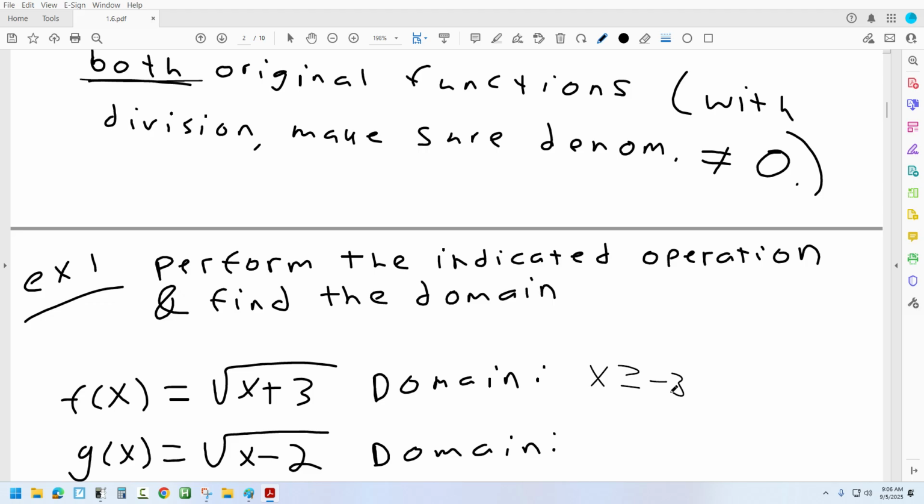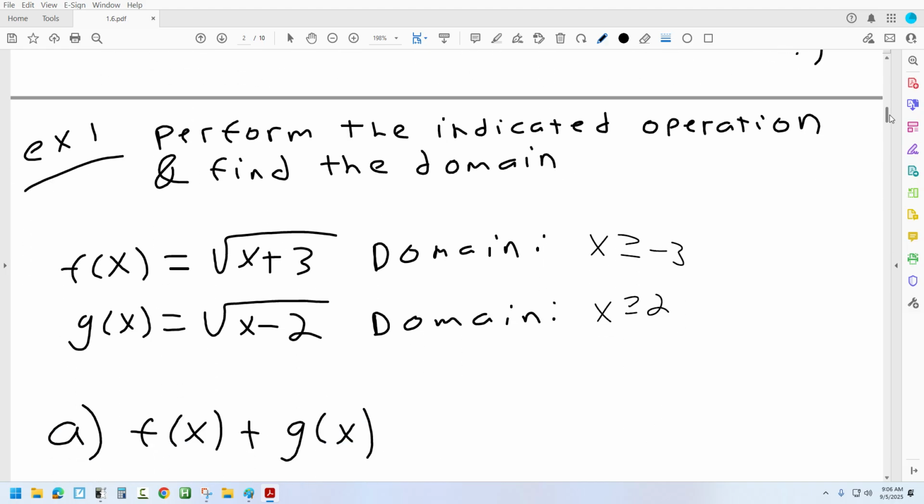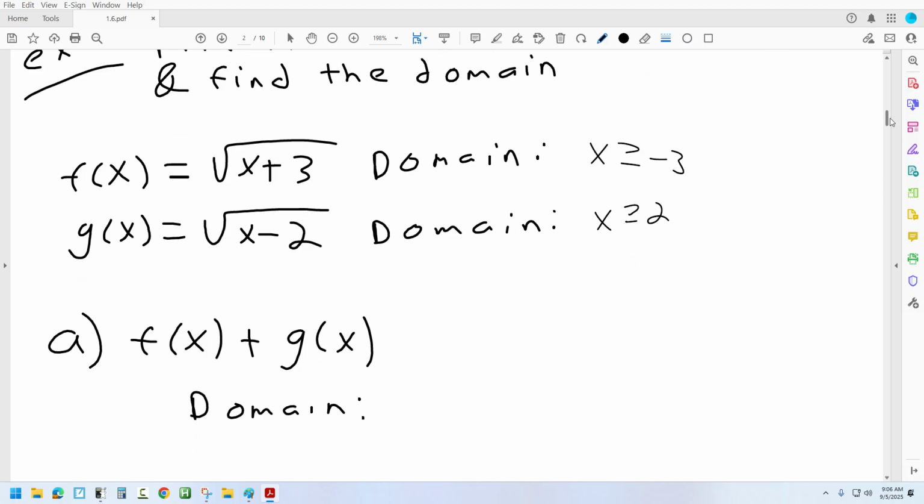Okay. What's the domain of g of x? Square root of x minus 2. Yep. X is greater than or equal to 2. Right. You have to plug in a number greater than or equal to 2. Now, let's combine those 2 functions together using addition and get the domain of that.